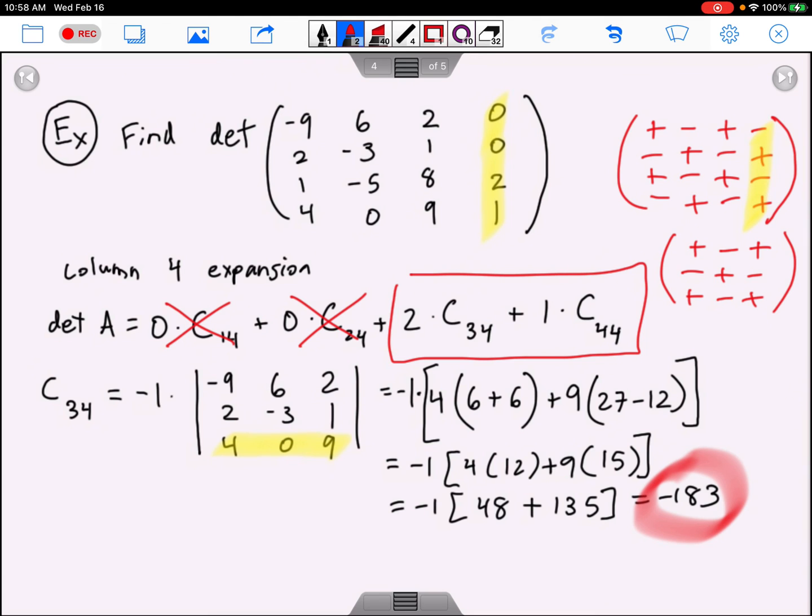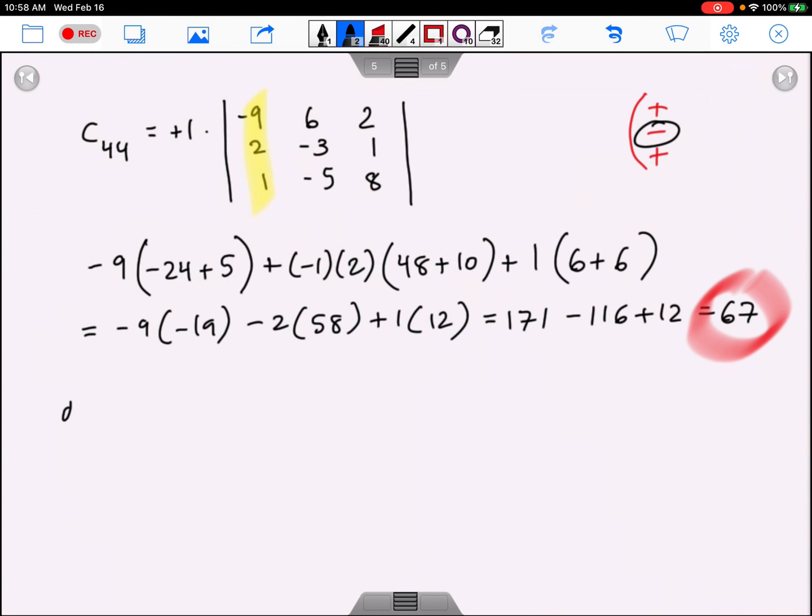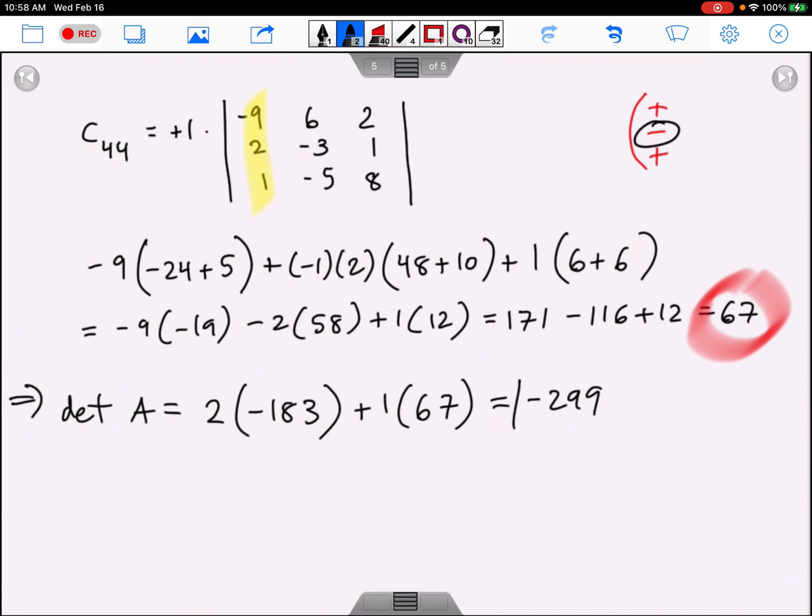So we end up with the determinant of A is equal to 2 times, remember we had negative 183, and then plus 1 times the second, which is 67. This ends up being negative 299.